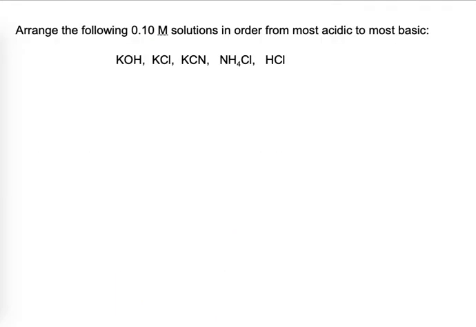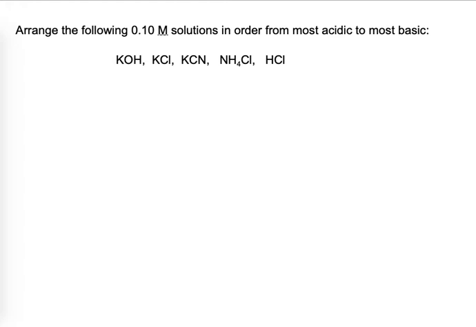Now we have to do some thinking. We have 5 solutions here, and we're going to arrange them in order from most acidic to most basic. The first thing you really want to do is to look at these formulas and analyze them to figure out what's the ion that we're most concerned about. Okay, so let's look at these sequentially.